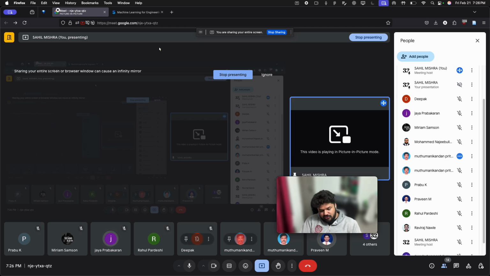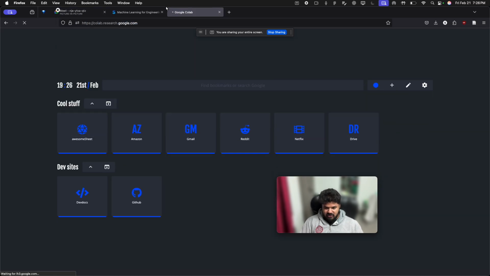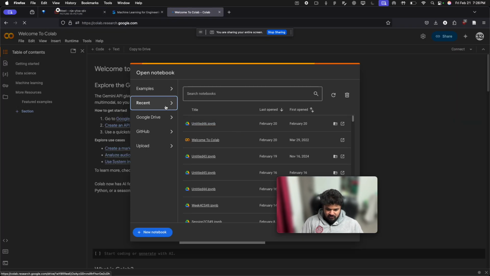Okay, let me show you how to compute log loss. I will use Gemini to write the code, but I'll explain the code to you. This code might be useful when you are computing binary cross entropy loss, etc.